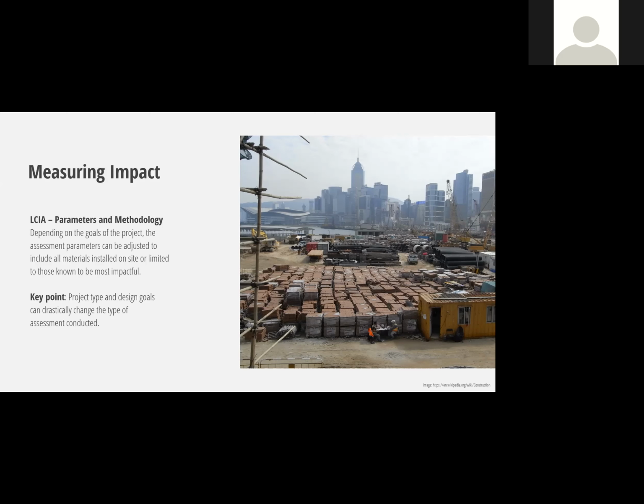So what we want to look at is, what is the goal of the project in terms of reducing its impact? Is the goal to reduce CO2 emissions as much as possible, in which case it may make sense to include everything? Or are we trying to have a targeted approach to what the designers have control over, in which case we may start to look at targeting certain categories of the building to quantify.